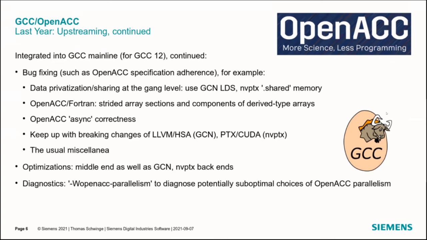Again, a number of OpenACC Fortran bug fixes and enhancements, like related to array sections, strides, and derived types versus arrays. High-level summary. Some changes related to correctness of OpenACC async implementation, and always keeping up with breaking changes of LLVM, HSA for GCN, or PTX and CUDA for NVPTX.